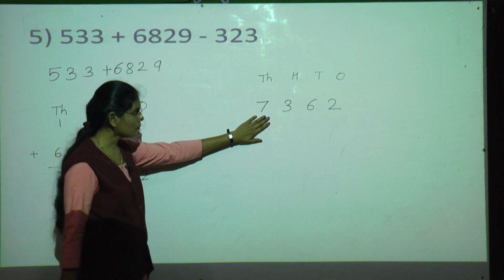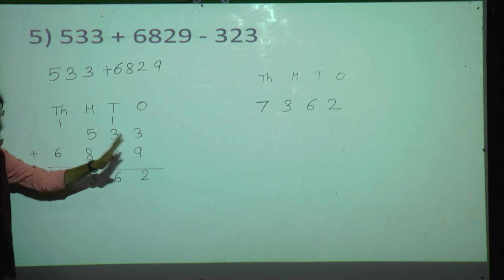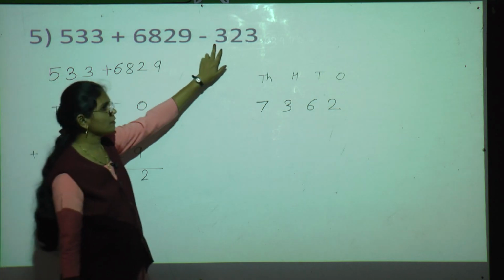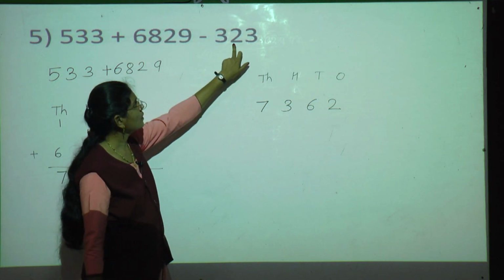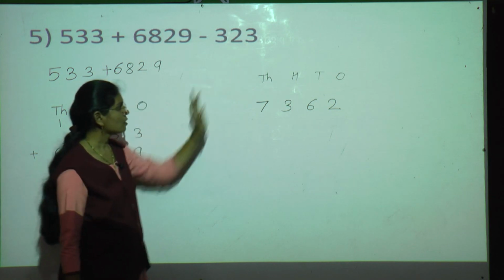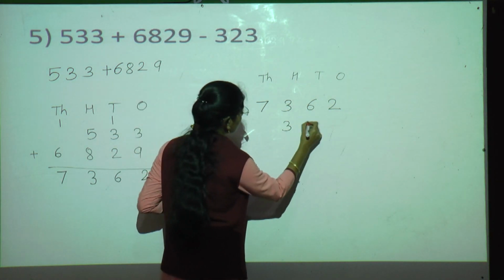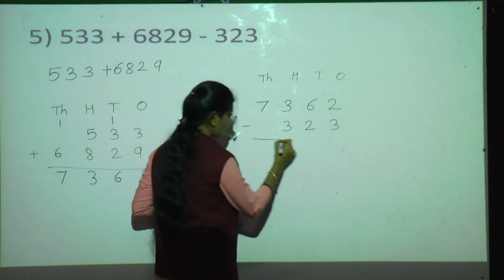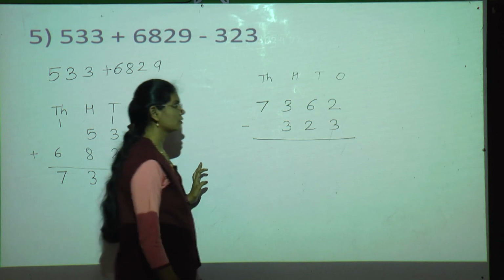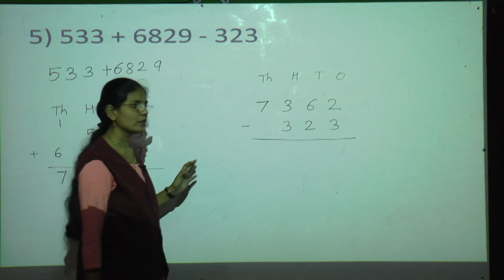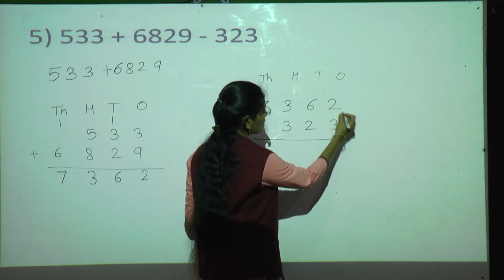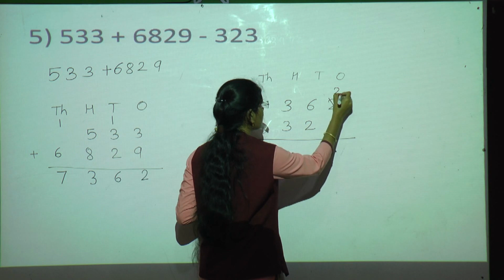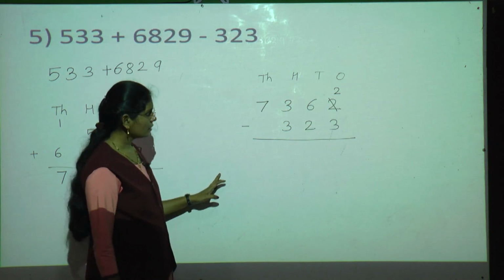Now from this sum, what do we have to do? We have to subtract the number which has a negative sign, minus sign. See this number, 323. So we will subtract 323 from 7362. Do the subtraction. 2 minus 3. Can we do 2 minus 3? No, we can't do 2 minus 3 because 2 is smaller than 3. So what will we do? Just cut this 2, write it as it is at the top of 2, and then go to the next place.